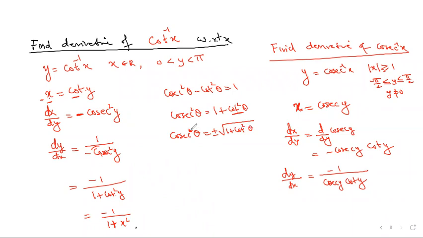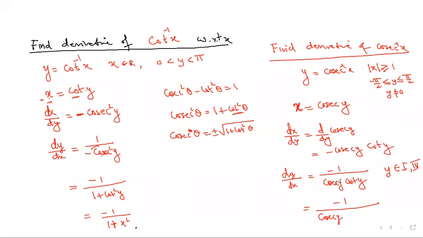Do you agree with this? Yes, sir. Now you tell me, what should I replace instead of this cot y? Should I write root of 1 plus cot square theta? Should I put plus or minus? Plus or minus. Now see, there is a problem here. Y lies in which quadrant? Y belongs to the first and fourth quadrant, no?